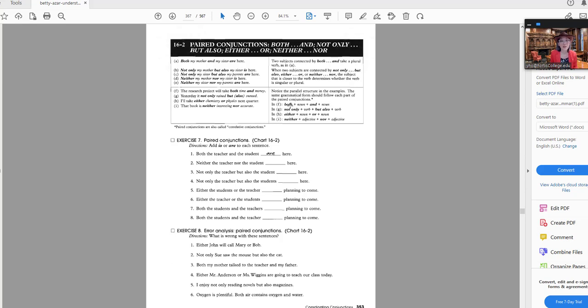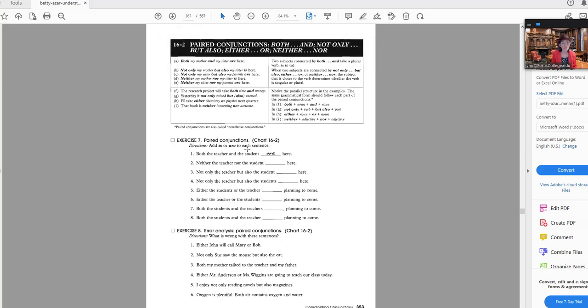So let's do that again. So both John and Robert, so noun and noun, went to the party. It not only snowed, but also rained. So not only verb, but also verb. Either John or Robert is in the car. So here you have either, noun or noun. The book is neither interesting nor accurate. So neither adjective nor adjective. So that's something you have to remember.